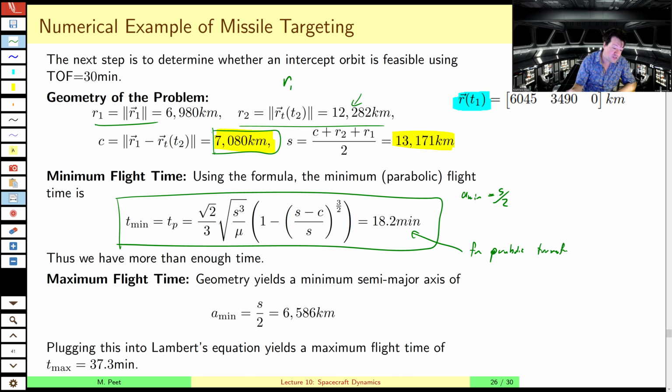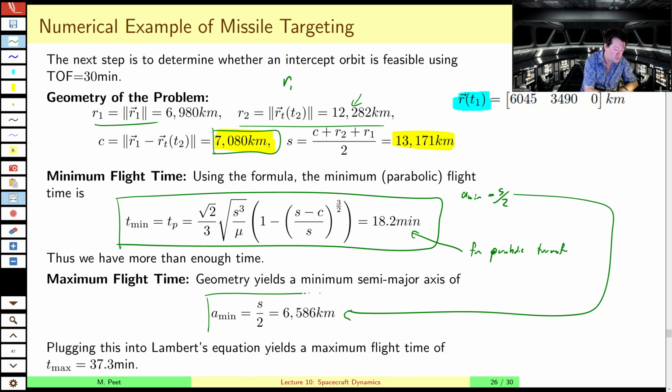Since we have 30 minutes, we're safe. We don't need to do anything fancy. Maybe if the interceptor were farther away from the target, we would need a hyperbolic orbit, but we don't. We actually have plenty of time. Next, as I mentioned, we have to calculate the minimum, A min. That's S over 2. So 6,586 kilometers. And if we plug that into Lambert's equation, we find a corresponding T max.